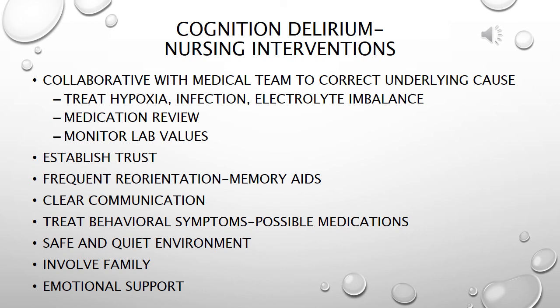Some of the nursing interventions for delirium are to collaborate with the medical team to correct the underlying cause, which may be hypoxemia, infection, and electrolyte imbalances. They might need to consider medications and also levels for toxicity and monitoring lab values. The most important thing with delirium is establishing trust and rapport with your patient.